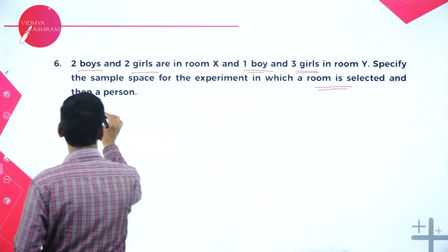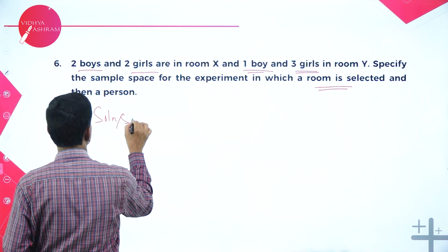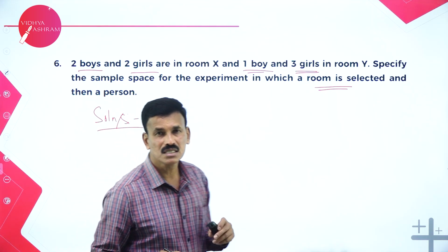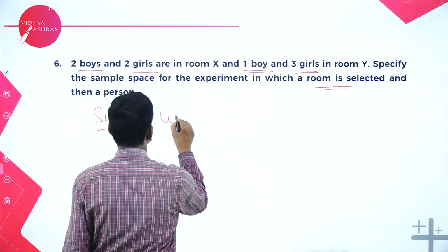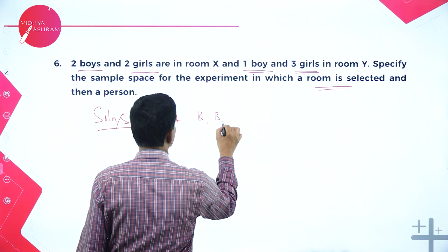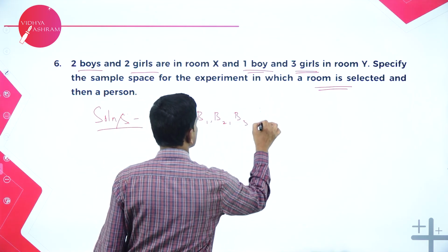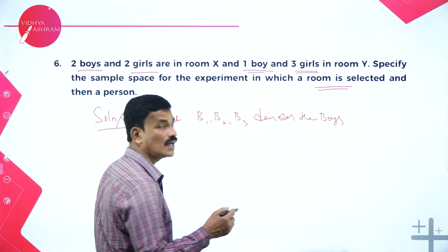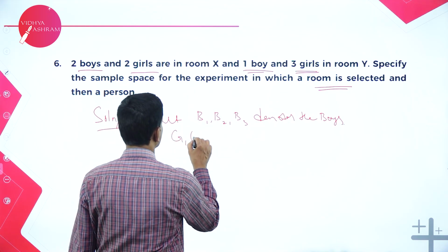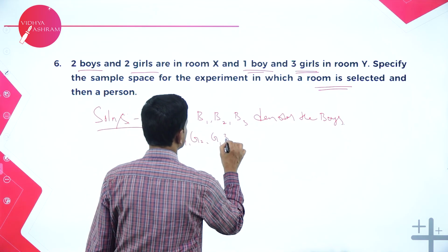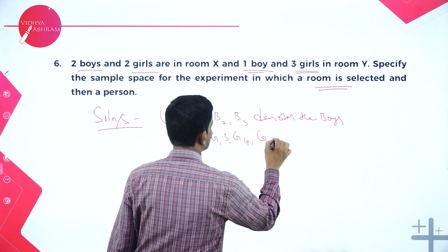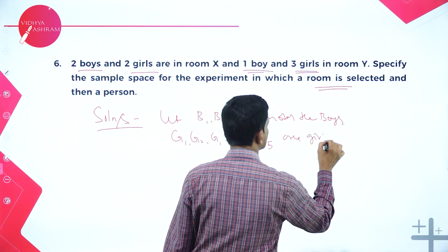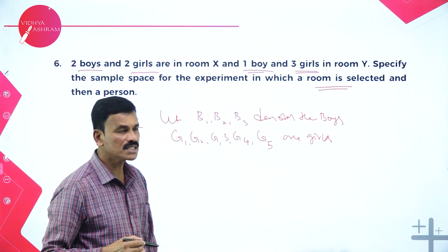Okay. Now, let us denote the boys as B1, B2, B3 and girls as G1, G2, G3, G4, G5. Let us denote B as boys and G as girls, right?